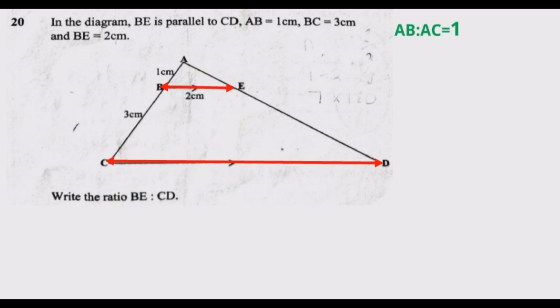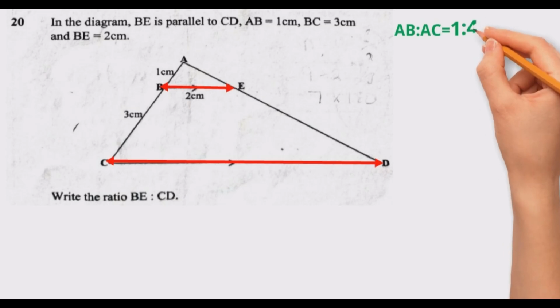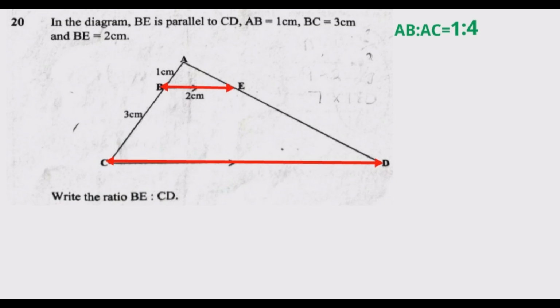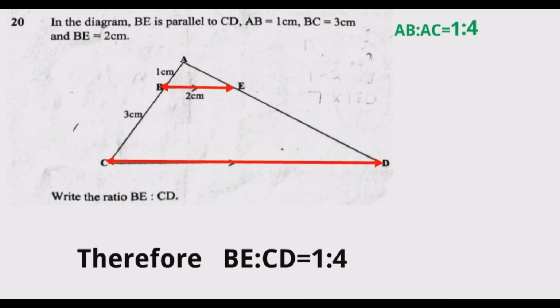So we can come up with a ratio which is 1 to 4. That is the ratio. Therefore, we can say BE to CD is equal to 1 to 4. So basically that's how you solve that one.